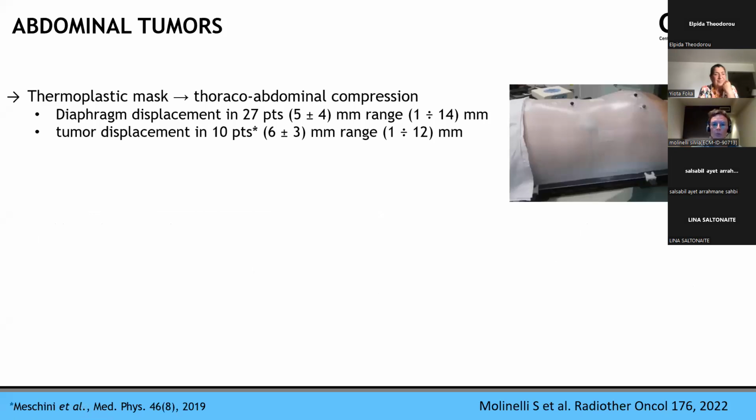So what are we doing for abdominal tumors? First of all, we do a thermoplastic mask, which is a solid mask that applies a mild thoracoabdominal compression. We measured the amount of residual motion after the mask is in position, and we measured the diaphragm motion, variation of the center of mass between maximum exhale and maximum inhale in 27 patients, and this was on average around 5 millimeters, and we did the same for tumor displacement in the gating window, and this was around 6 millimeters. So it already has an effect in reduction of motion.